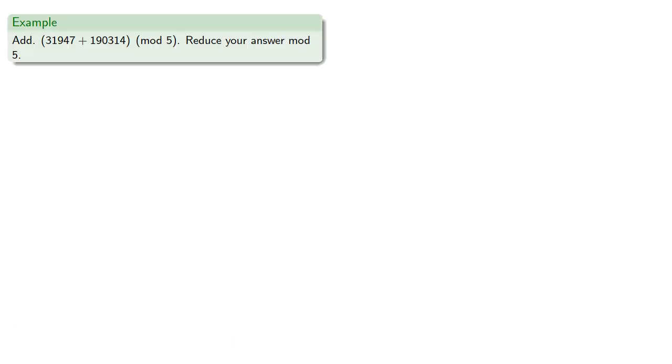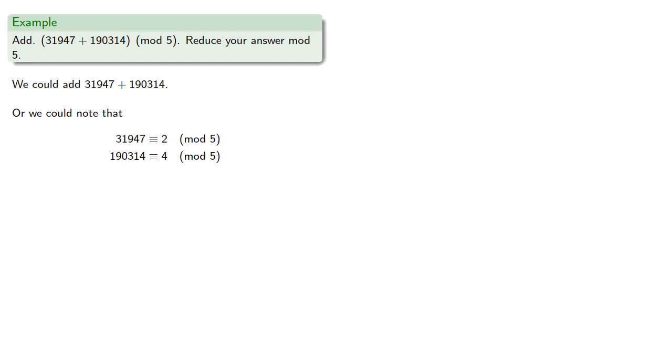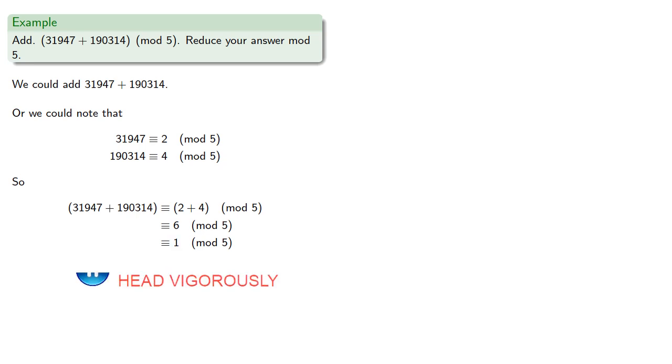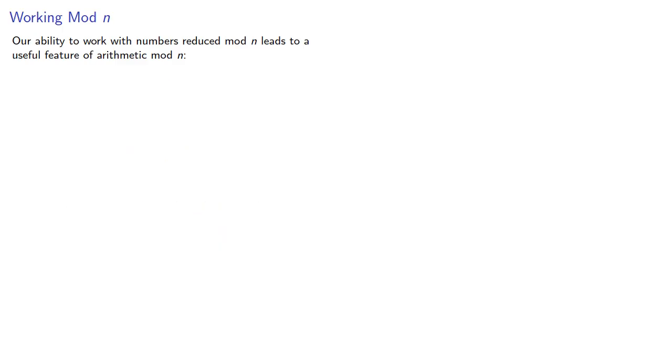And this is useful because it means we can add something horrible like this much more easily. So we could add these two numbers, or we could note that 31,947 is congruent to 2 and 19,314 is congruent to 4. So their sum is congruent to the sum. And so we get our ability to work with numbers reduced mod n leads to a useful feature of arithmetic mod n. When working mod n, you can always work with integers between 0 and n.